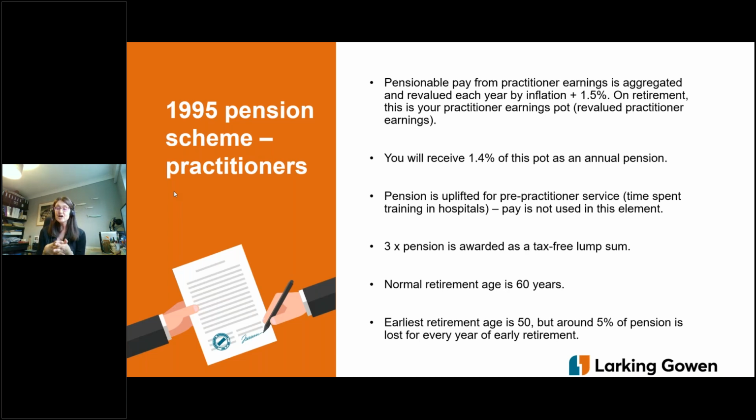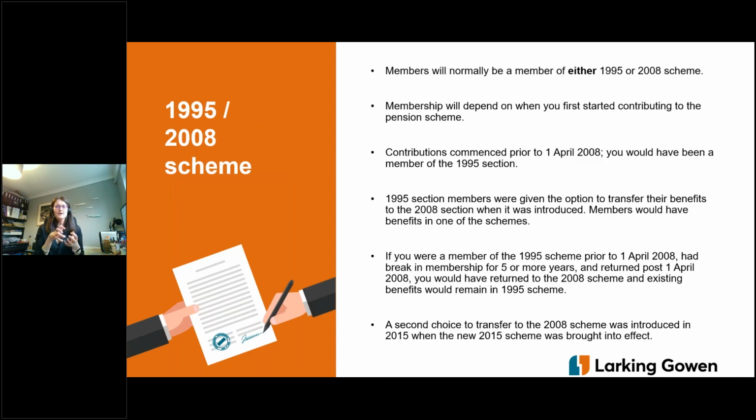The normal retirement age is 60. So that means if you retire any earlier, they're stretching those benefits because they're paying them for longer to you. So they're going to reduce how much they pay, which is broadly around 5% every year for early retirement that you take it. Okay, so that's the basics of the 1995 scheme.